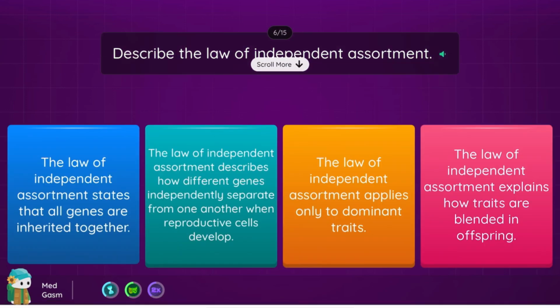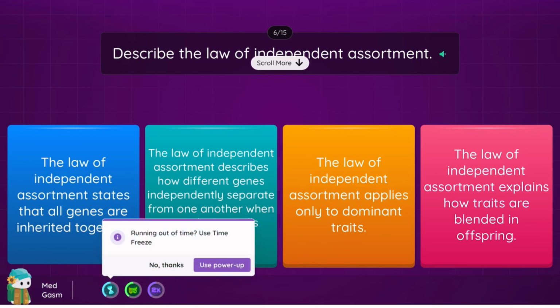Question. Describe the law of independent assortment. Option 1. The law of independent assortment states that all genes are inherited together. Option 2. The law of independent assortment describes how different genes independently separate from one another when reproductive cells develop.